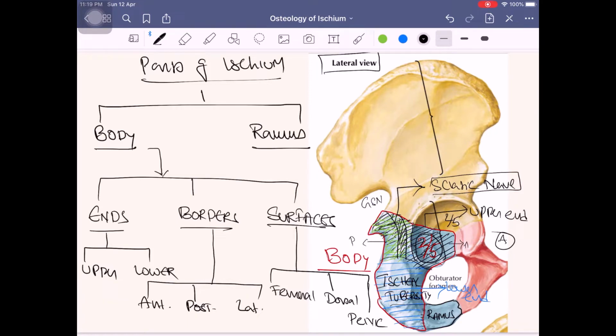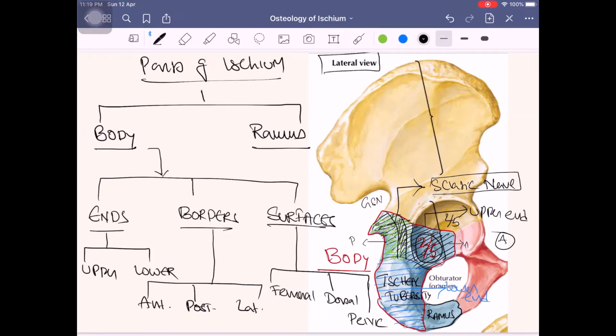So this is the part on which we exactly sit. So we are sitting on the ischium. Which part of the ischium are we sitting on? We are sitting on the ischial tuberosity right now. Right now you're listening to this lecture and sitting on a chair, and you should be thankful to your right and left ischial tuberosity. So this is about your ends.